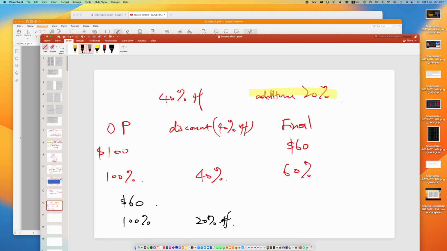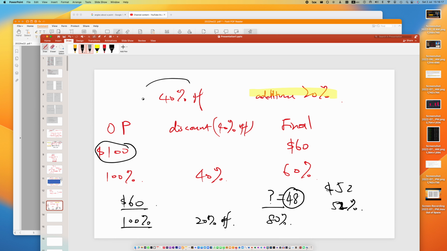So 20% off after the 100% is 80%, right? Now, the $60 is 100%. So 80% is how much? 48. Okay, good. So the question mark is 48. So you compare $48 to the original price 100. What is the discount? $52. So it's 52%.